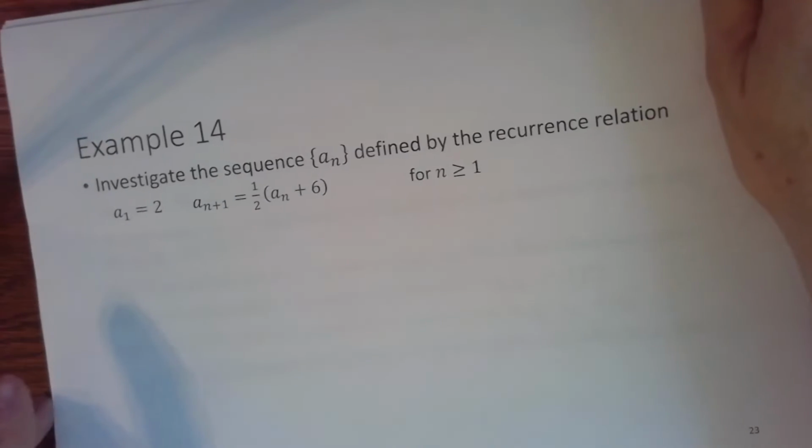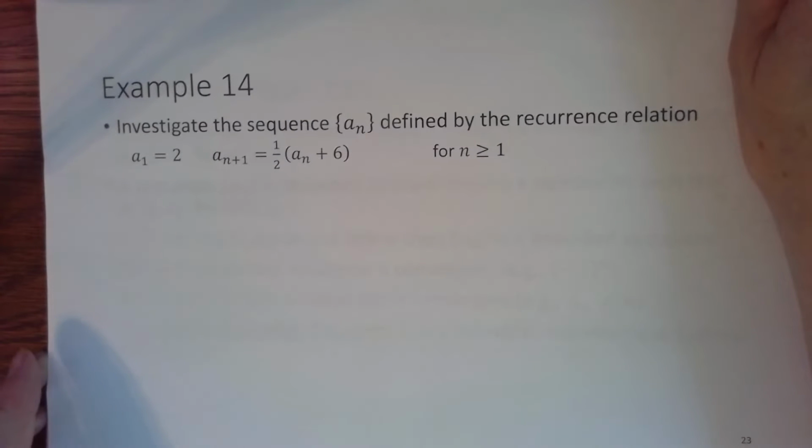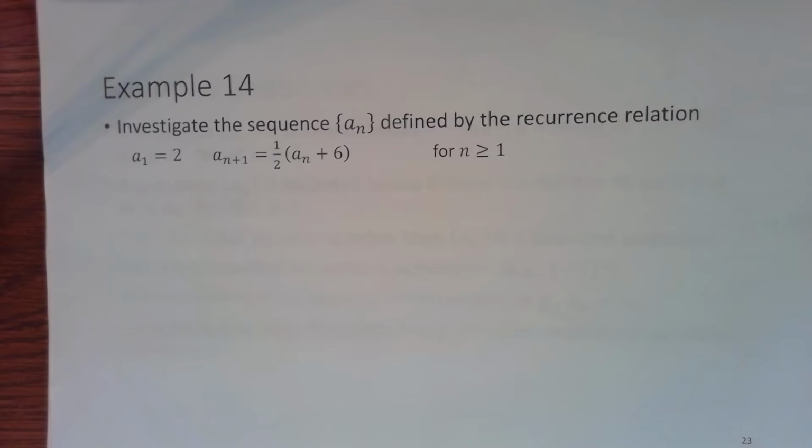The last thing we want to do is look at the sequence that's defined by a recurrence relation. This is a tricky problem because if we want to prove things, we don't have a function, a formula written out like we do for all the previous ones. So if we're going to prove anything about a sequence that's defined by a recurrence relation, we're going to need to do an induction proof.